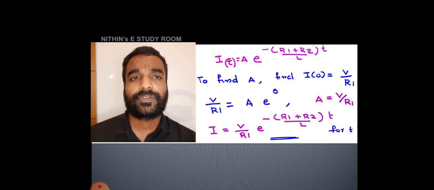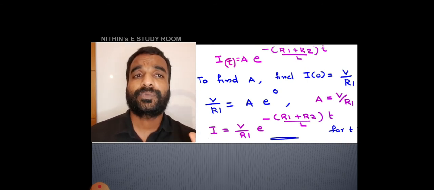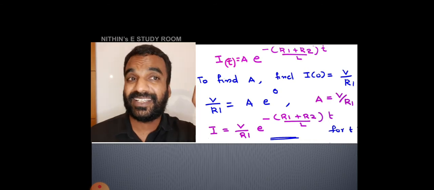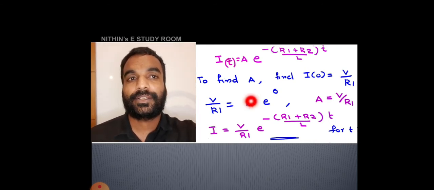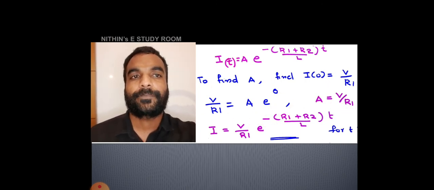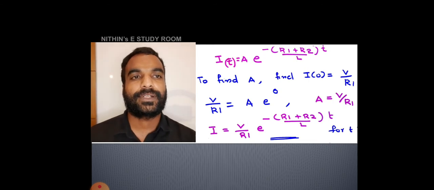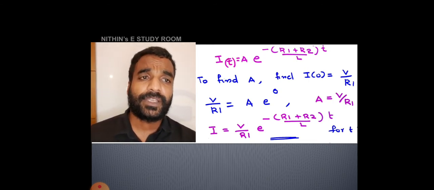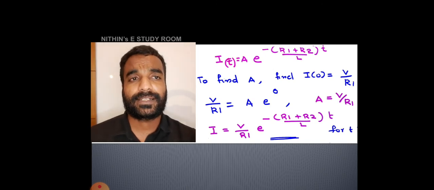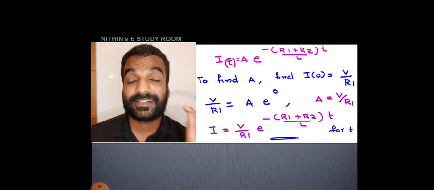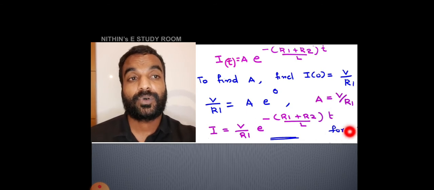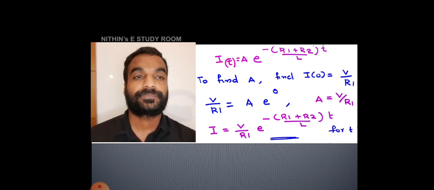So substitute that. I of t is equal to I0, that is equal to V by R1, that is equal to a into e raised to, in the exponent there is a t. When t is equal to 0, the total equation will become V by R1 is equal to a into e raised to 0. So a is equal to V by R1. Now put a back into the equation of I of t. So you will get V by R1 into e raised to minus (R1 plus R2) by L into t, for all t greater than 0. Please write here, for all t greater than 0.